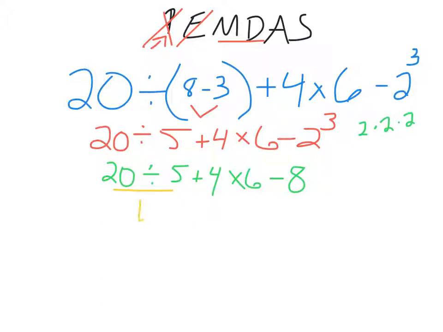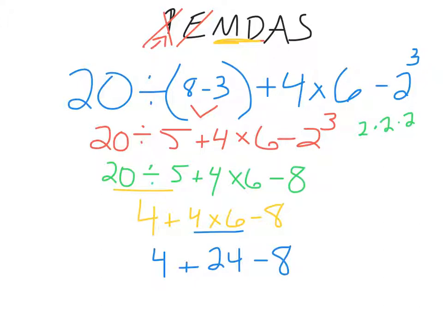We know 20 divided by 5 is 4. So that means I'm left with 4 plus 4 times 6 minus 8. I know we're still on this M and D because we just solved the division, but now we are left with a multiplication. There's 4 times 6 in the middle, so I'm going to solve that one, and then we'll be left with 4. We know 4 times 6 is 24, and then minus 8. All right, so we're finished with the multiplication and division.